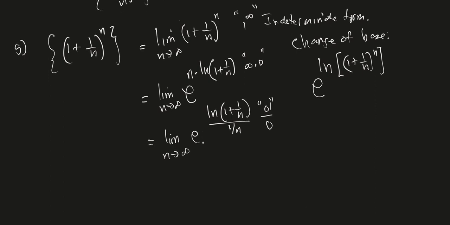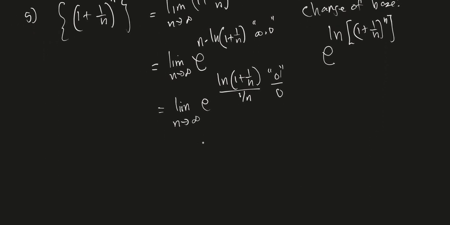Not only that, but I can use that other property that I mentioned. The e function is always continuous. So this is what it looks like. I can pass the limit through the e. So instead of doing the e first, I could do the limit first and then do the e after. So it's e to the limit as n goes to infinity. And then here, let's go ahead and use our L'Hopital's.